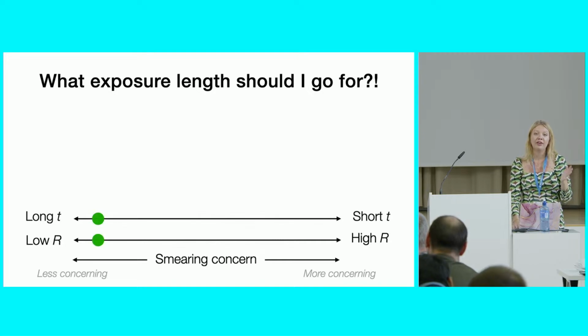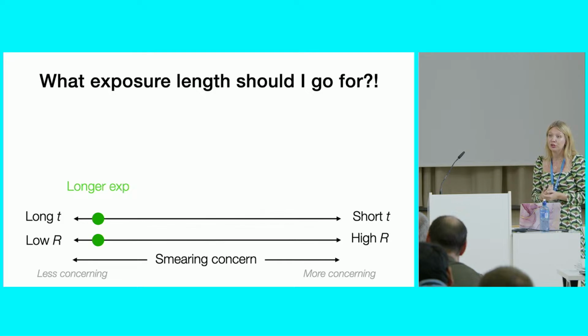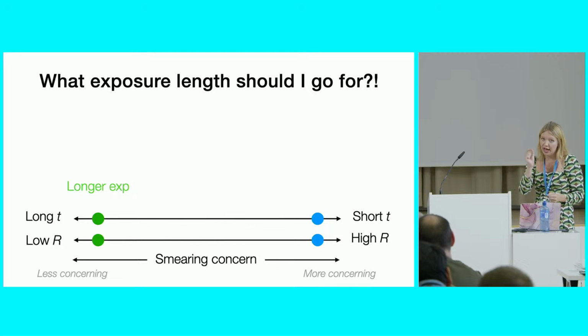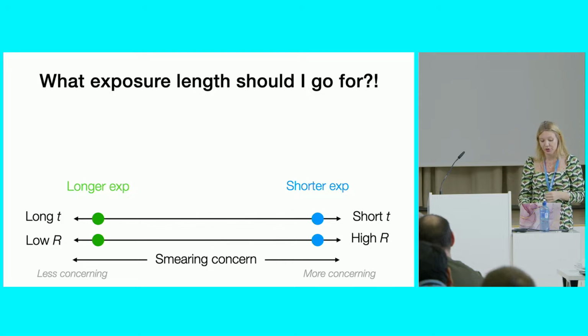Because if you have a very long transit at a very low spectral resolution, then the smearing is not going to be that impactful or noticeable. So at that point, you might as well go for the longer exposure and pick up more signal. But if the inverse is true, if you've got a very short transit duration with a high spectral resolution, that smearing is going to be very noticeable. And at that point, you should probably play it safe and go for that shorter exposure.